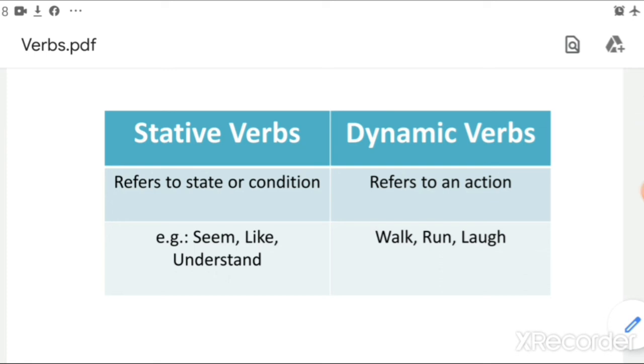So with this, in part 1 we have completed all types of verbs. In the second part we will have other types of verbs, that is linking verbs and finite, non-finite verbs.